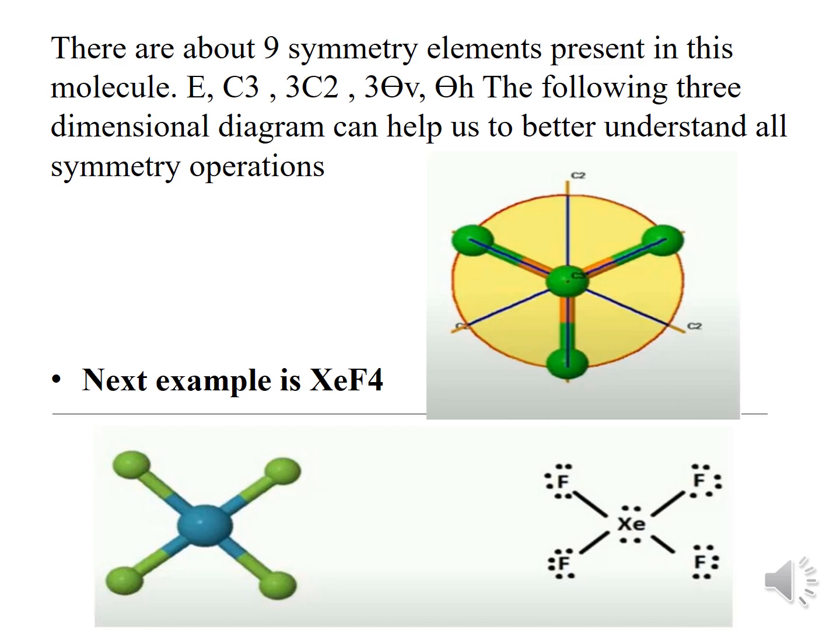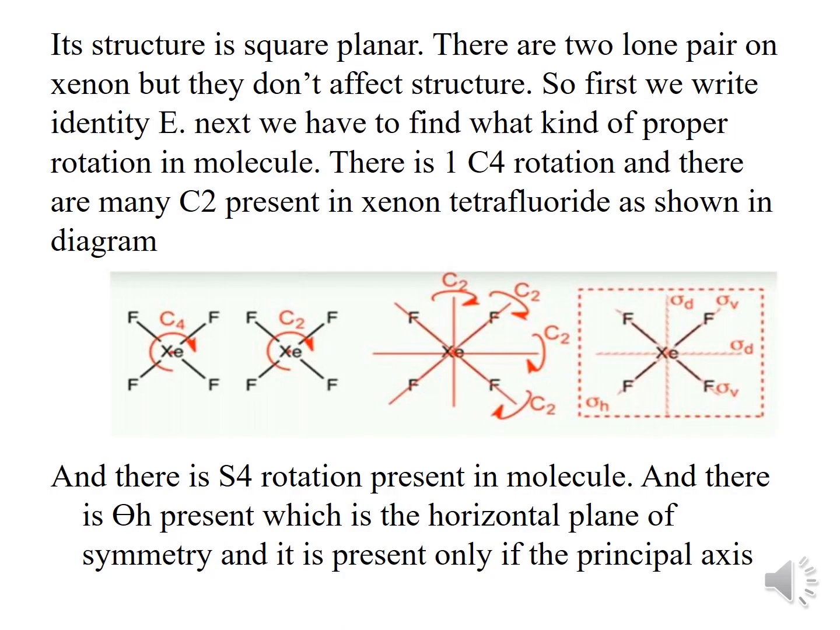Now we will discuss the next example: xenon tetrafluoride. Its structure is square planar. There are two lone pairs on xenon, but they don't affect the structure. First we write identity, E. Next we have to find what kinds of proper rotation are in the molecule. There is one C4 rotation, and there are many C2 axes present in xenon tetrafluoride, as shown in the diagram.